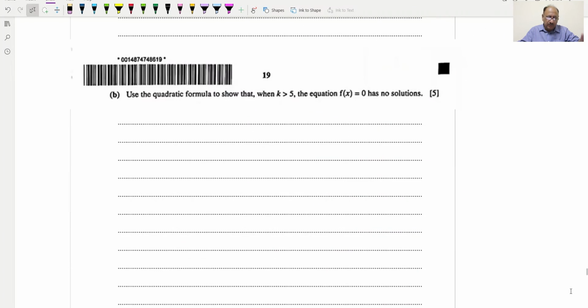Now for the B part, we can go through the B part. It says use the quadratic formula to show that when k is equal to 5, the equation f of x is equal to 0 has no solutions, and this is a 5 mark question. The equation is 4 cos 4 x plus cos square x minus k is equal to 0.